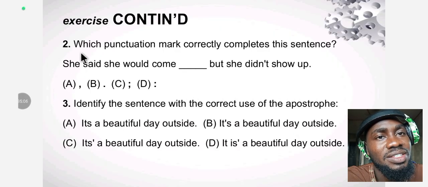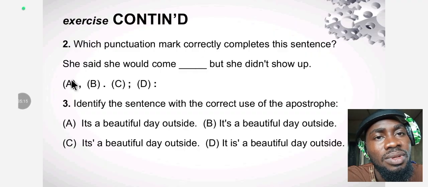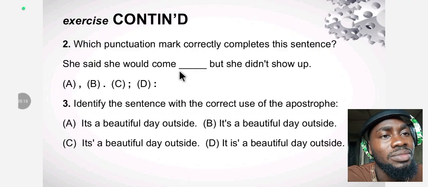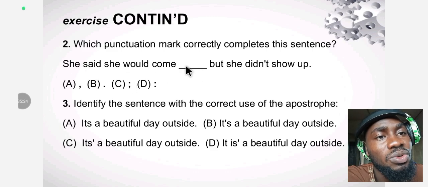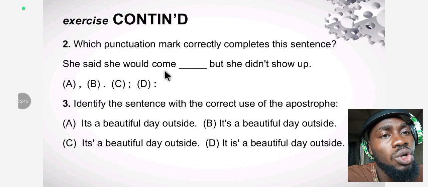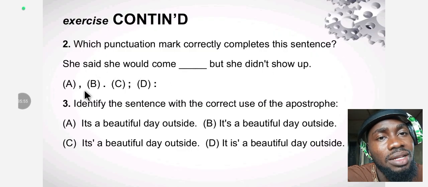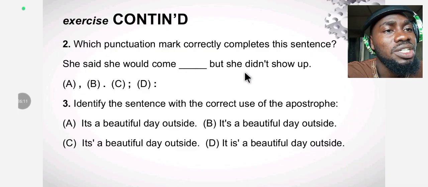Number 2 says, which punctuation mark correctly completes the sentence? She said she would come, dash, but she didn't show up. What punctuation sign is supposed to be in this blank space? A, comma, B, full stop, C, semicolon, D, colon. What's your answer? You answered right. The correct option is A, comma, she said she would come, comma, but she didn't show up, full stop.